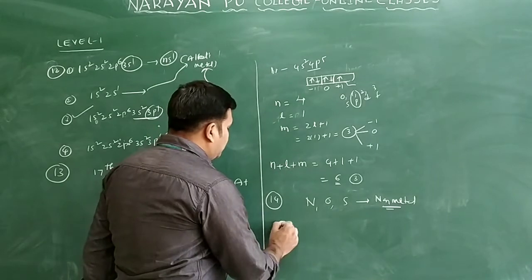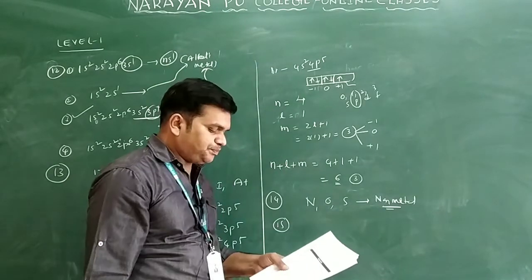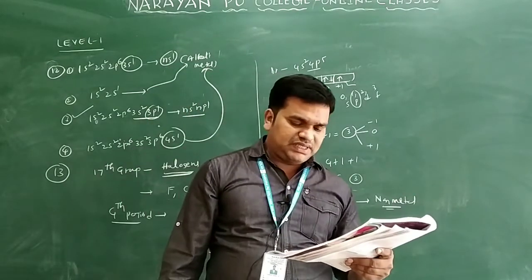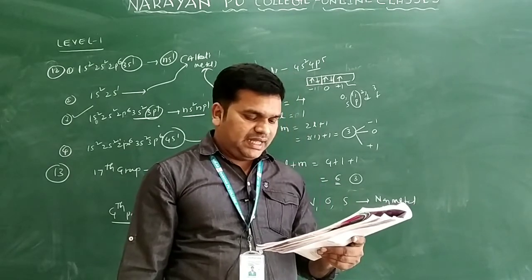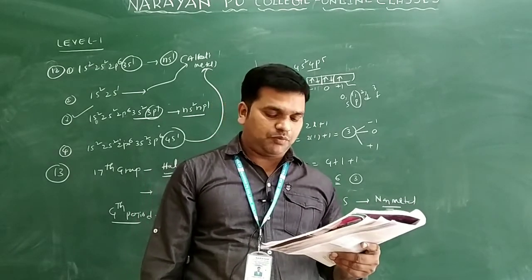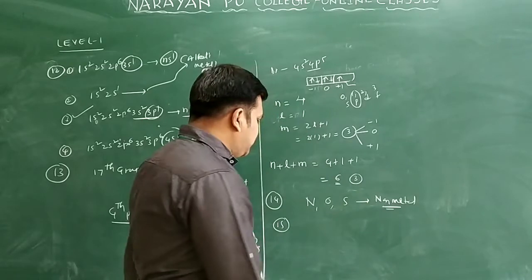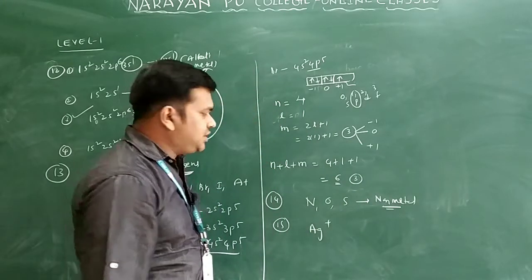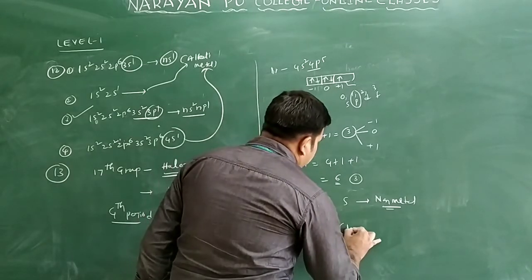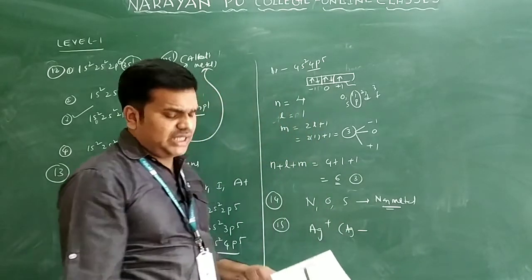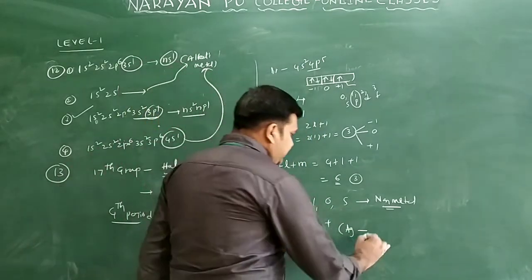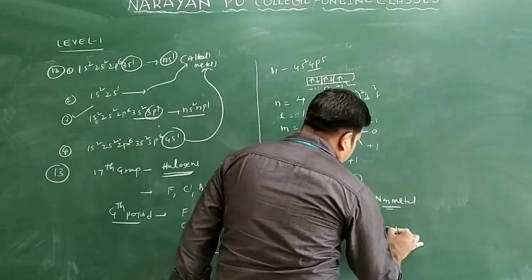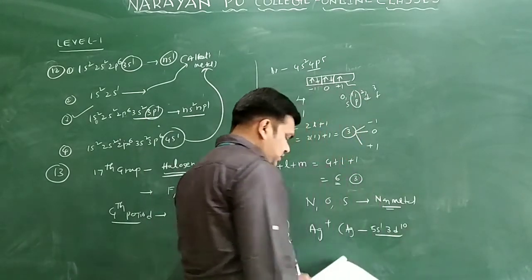Now come to question number 15. All the following species complete the d shell except, only the first one is given: Ag plus. So generally, what is the silver configuration? I am writing just the outermost electronic configuration only. I will write here 5s1 4d10, suppose I am writing only.